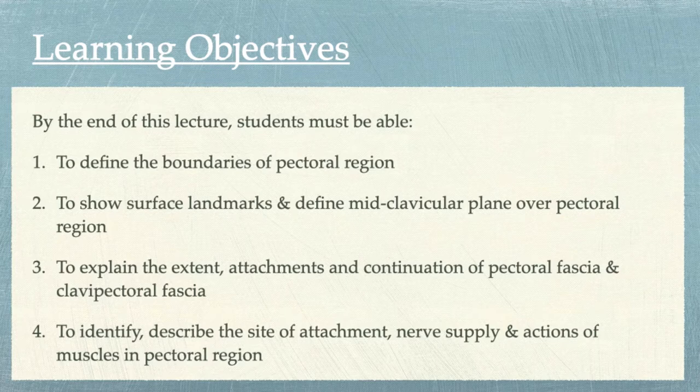You must be able to explain the extent, attachments and continuation of pectoral fascia and clavipectoral fascia, which are nothing but the deep fascia present over the pectoral region. You must be able to identify and describe the site of attachment, nerve supply and actions of the muscles present in pectoral region.